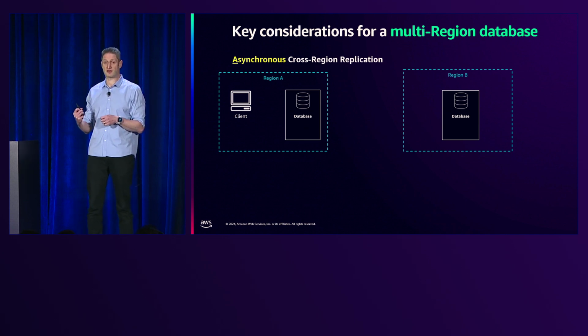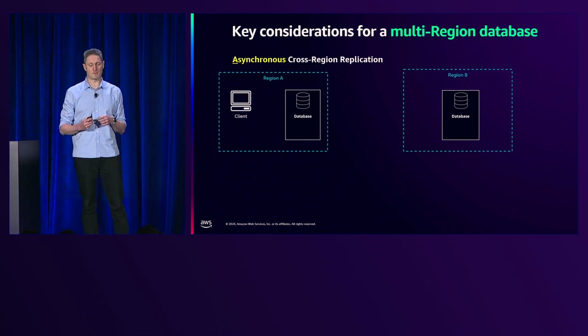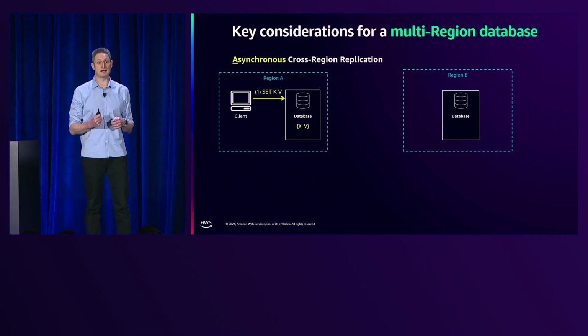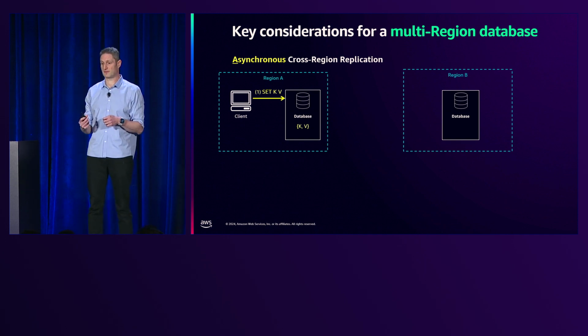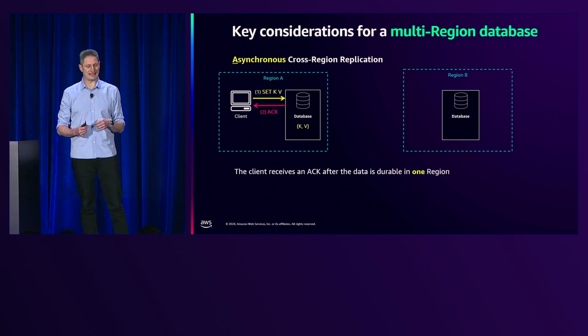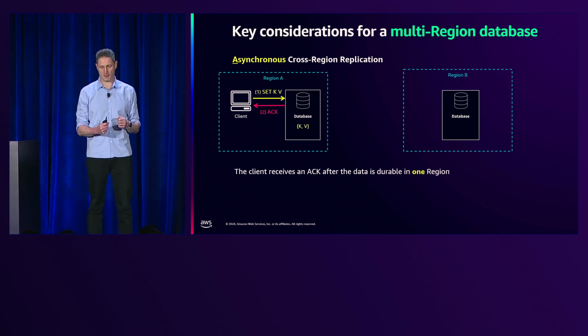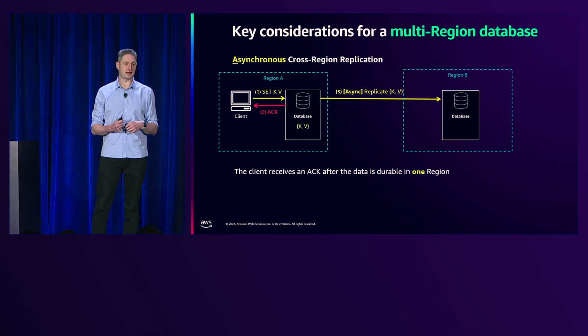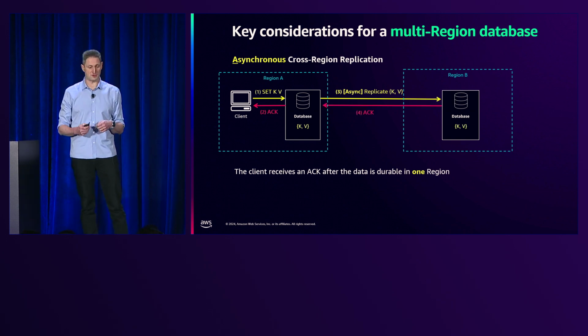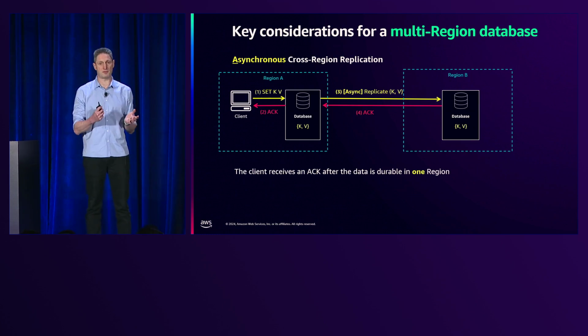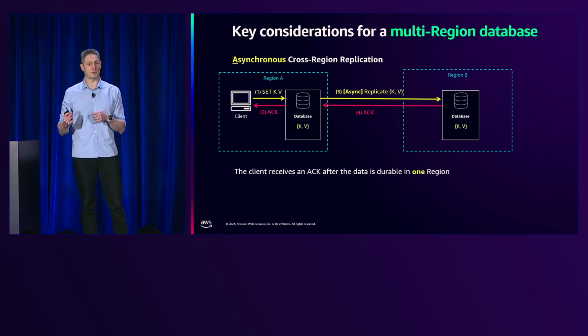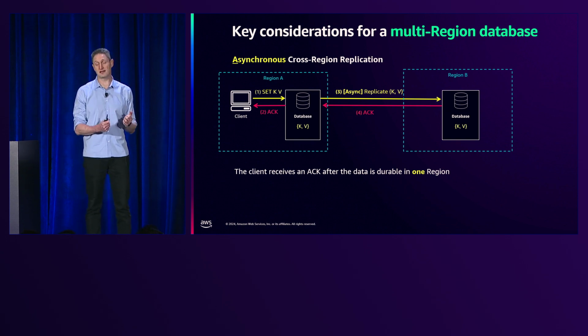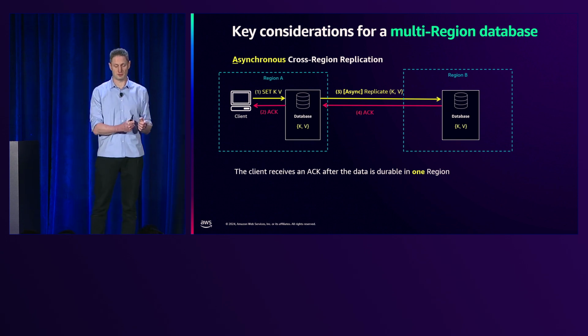Let's see how asynchronous replication works. As before, the client will do a write request in a local region. But this time, the client receives an ACK after the data is durable in a single region. And then the data is replicated asynchronously to the other region. So even if there is a problem with the replication, if there's a failure in the replication, since the data is durable in one region and the client received an ACK, then it is considered as durable.